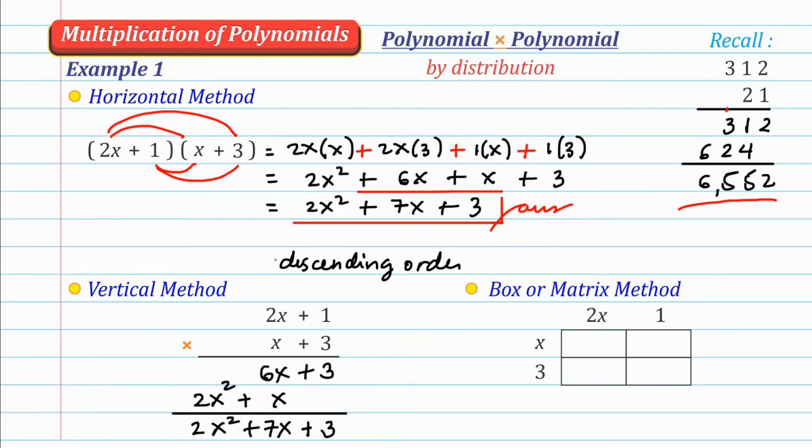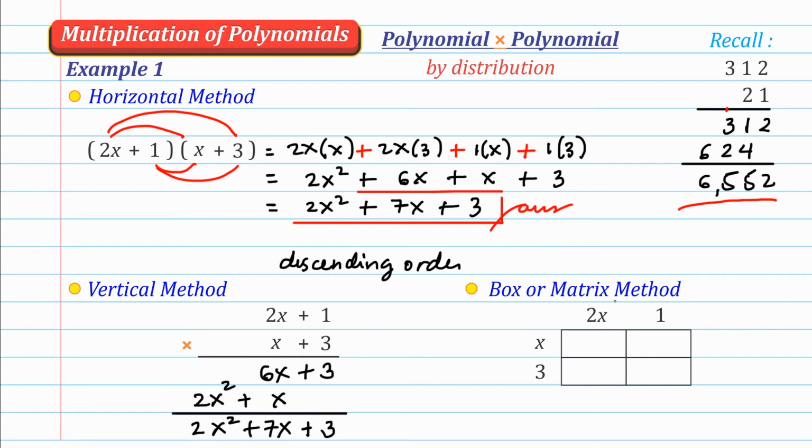Now, the last method is called the box or matrix method. Now again, the key here is, from the very start, you should arrange them in descending order of degree. Meaning, let's say we're given a binomial 2x plus 1 here times x plus 3. What we want to do, since we have 2 terms times another 2 terms, we have a sort of 2 times 2. We have 4 boxes arranged like so. And also, arrange the terms in descending order of degree. So 2x, write it here, and then 1. And then x, write it here, and then 3. Now, recall our multiplication table.